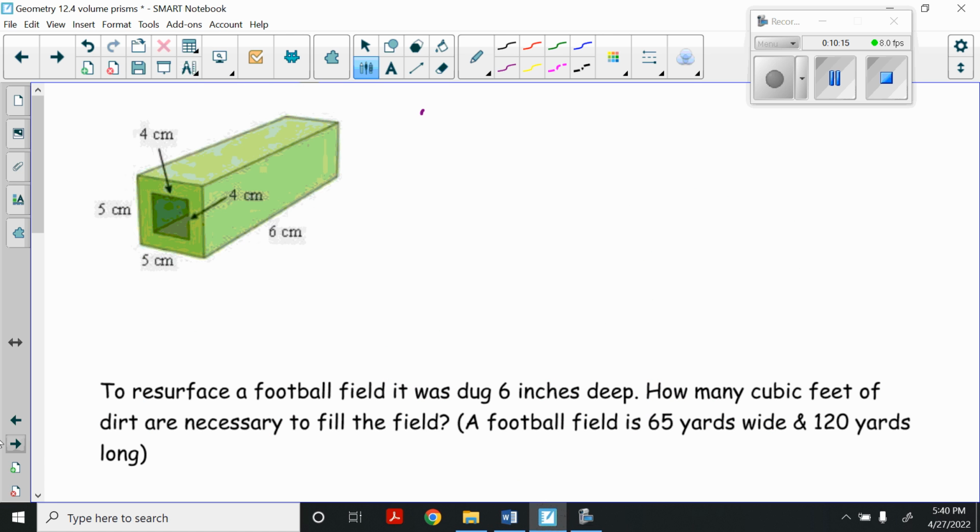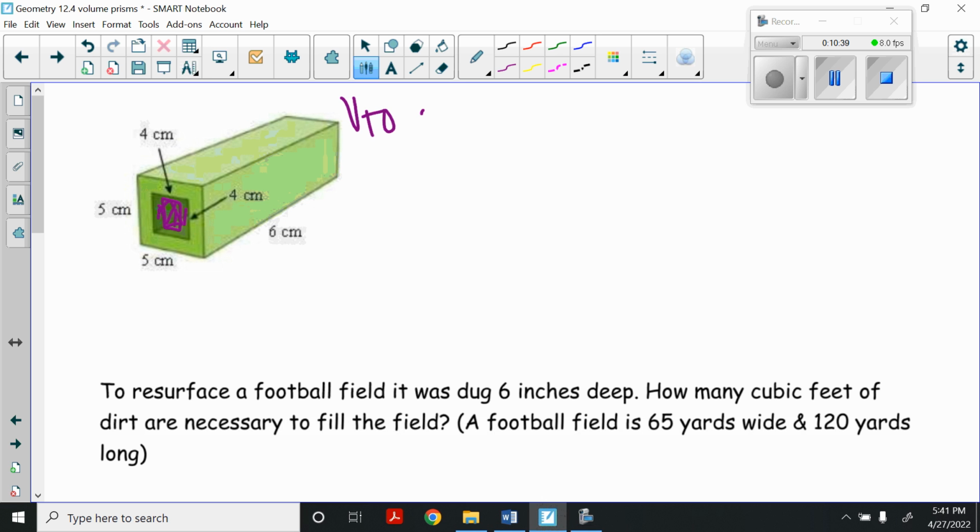And next page, another kind of composite shape, right? They want me to find the volume, but I noticed that this is hollow on the inside, right? So if I find the volume of the entire rectangular prism, then the volume of what's hollowed out and subtract it, I will have the volume of the shell.